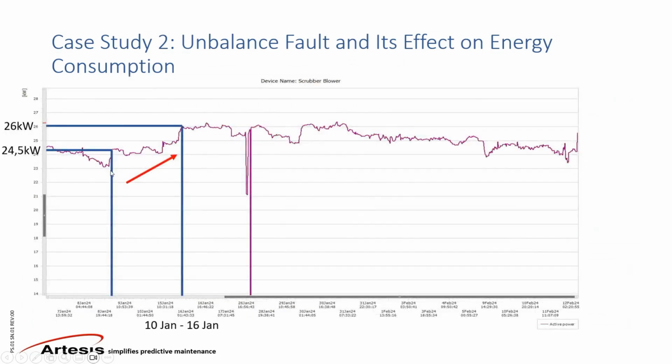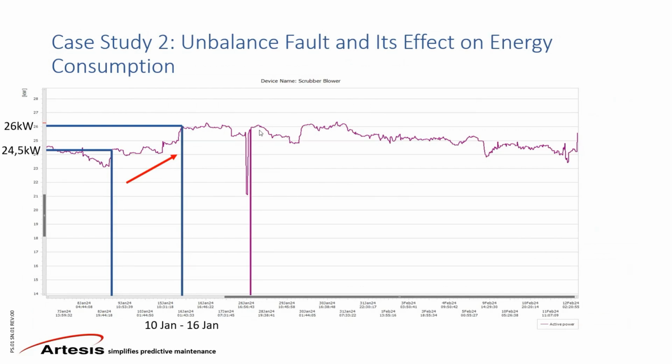Around the same time, you can see that the energy consumption went up from almost 24.5 kilowatts, this is the active power consumption, to 26 kilowatts. So almost 1.5 kilowatts. This is a 6% increase in the power consumption with the same load levels. That's a lot because of the soft foot and misalignment.